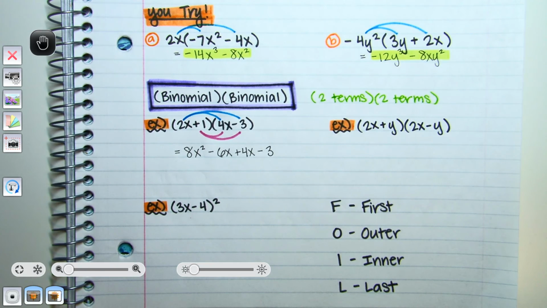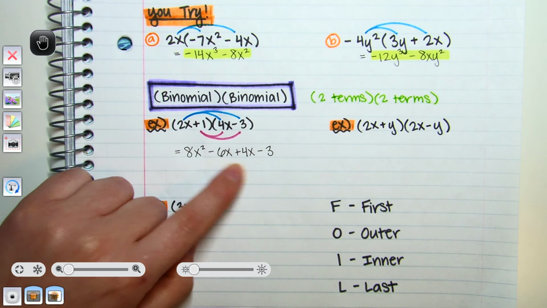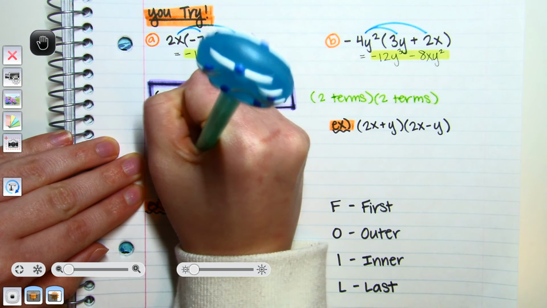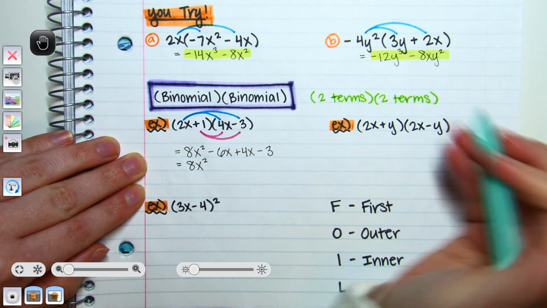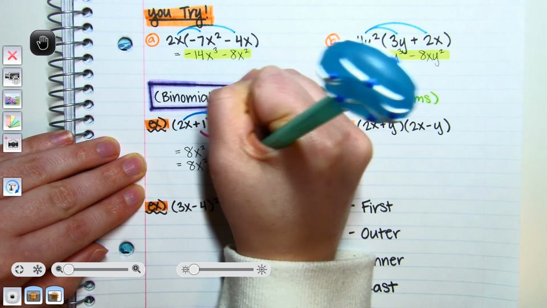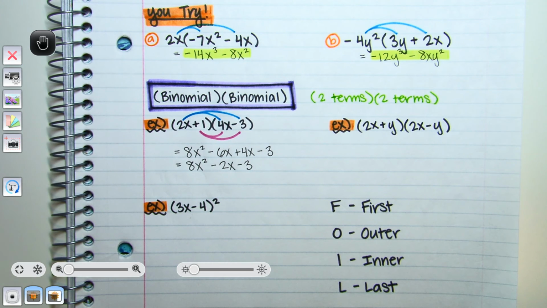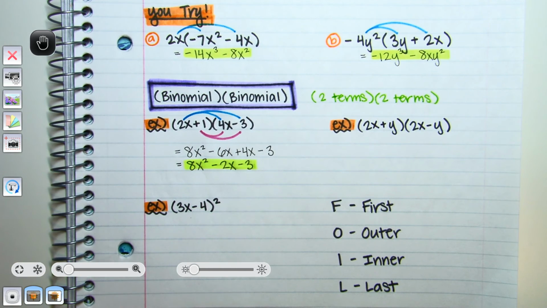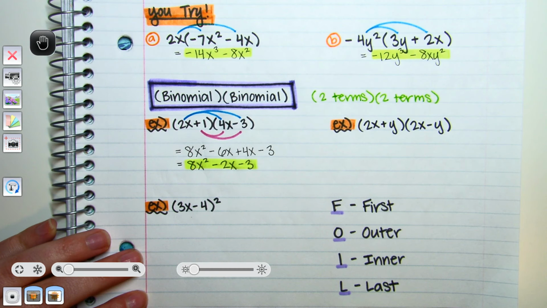And then from here, I look to see if there's anything that I can simplify. And there is. I have a negative 6x and a positive 4x, which are like terms. So I can rewrite this as 8x squared. And then I have negative 6 of these plus 4 of them. So I have negative 2x minus 3. And that's my answer. Let me actually draw a little bubble around this to make it stand out more. I don't know why my document camera keeps disconnecting. Sorry about that.